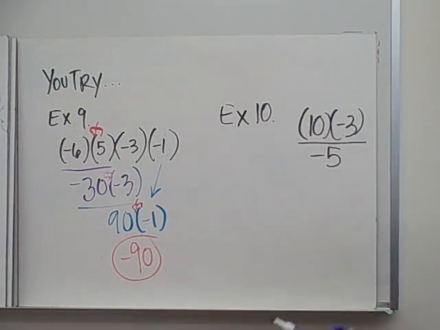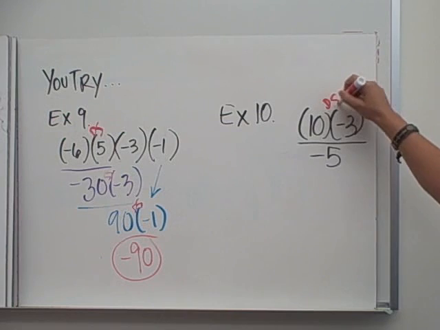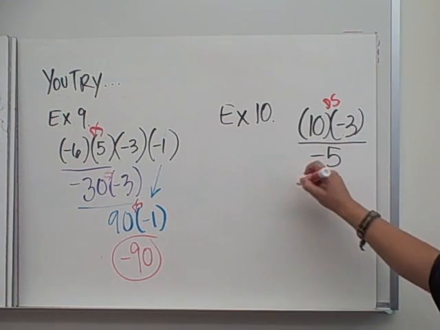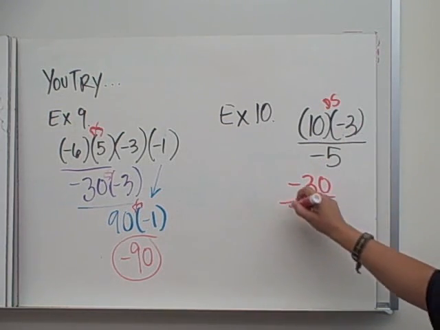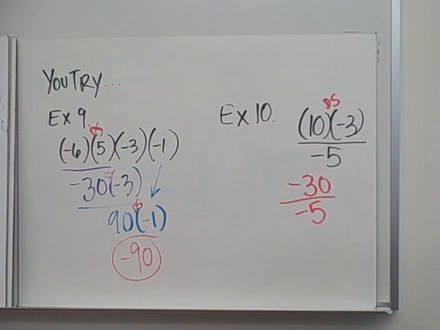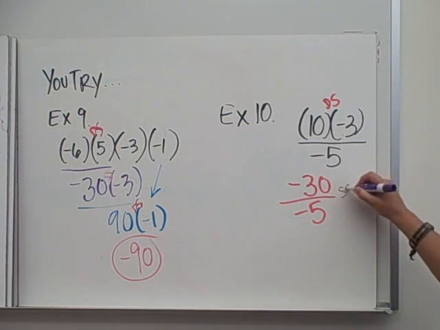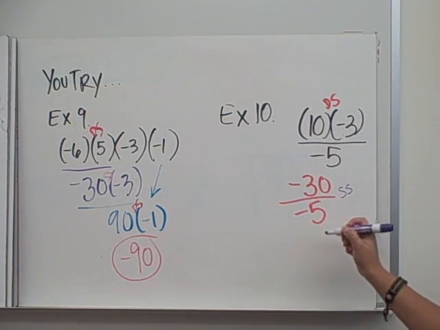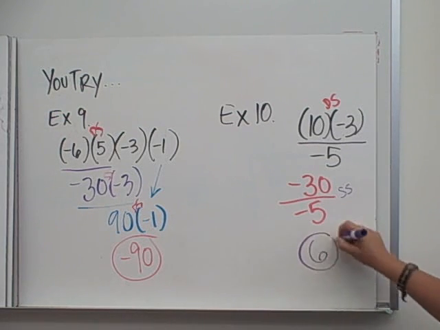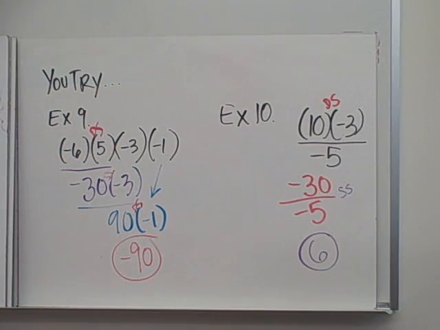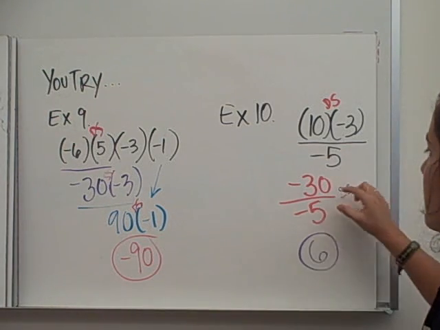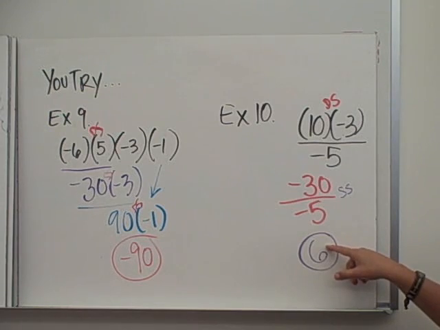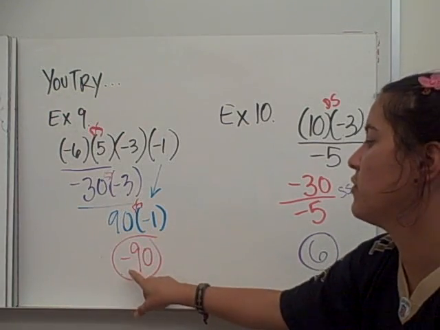Example 10, up here at the top I have different signs. So 10 times negative 3 is negative 30. Bring down my negative 5. Now I have same signs. Negative 30 divided by negative 5 is going to give me a positive 6. So remember, when multiplying and dividing, same signs right here is going to give you a positive. Different signs right here is going to give you a negative.